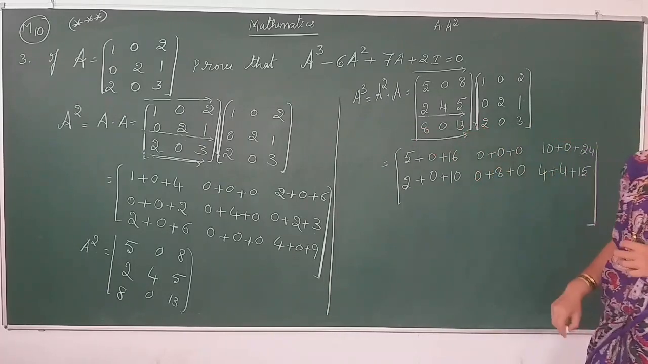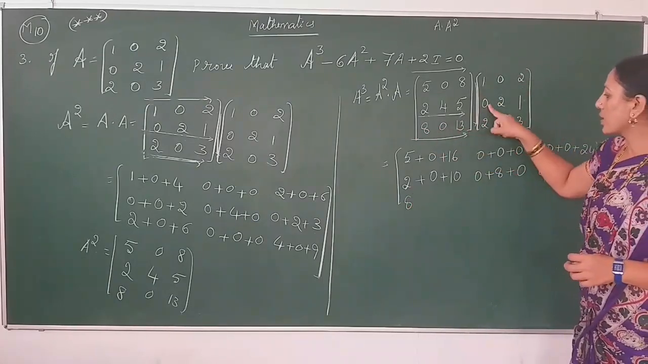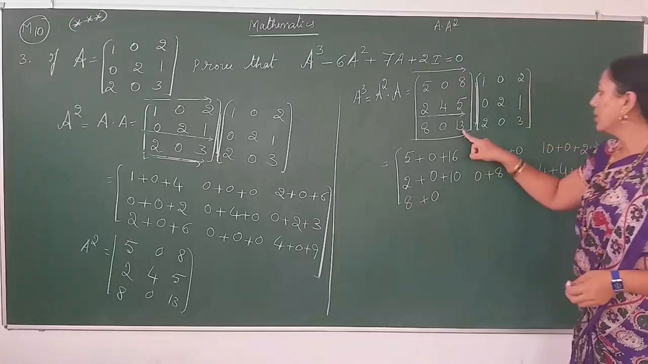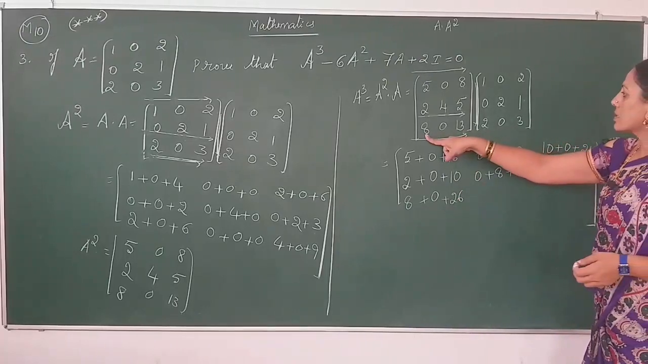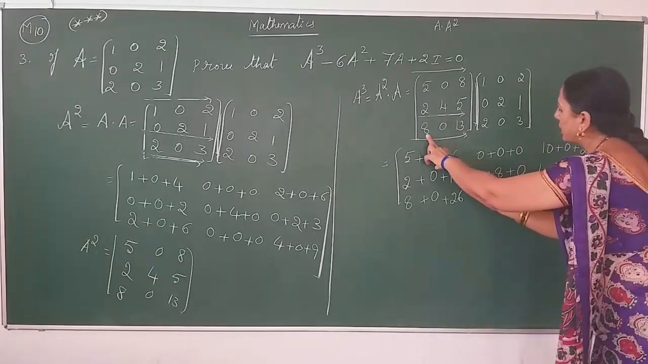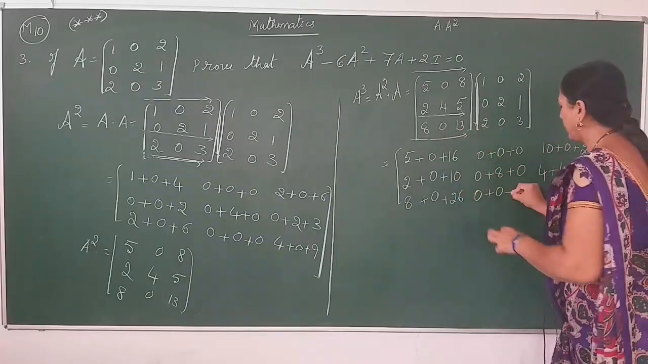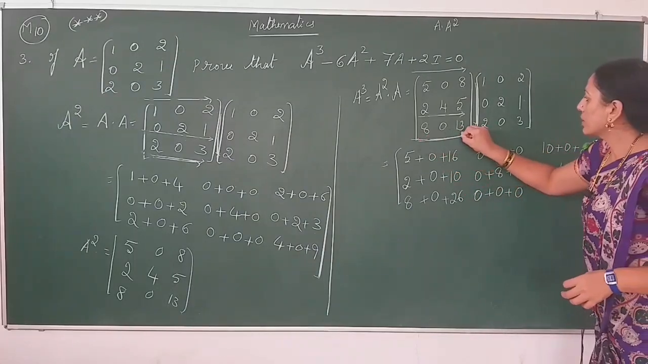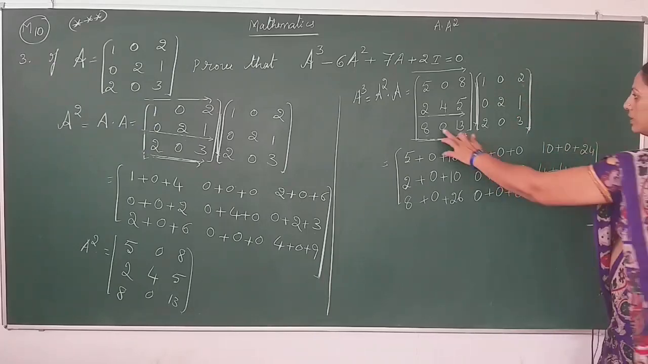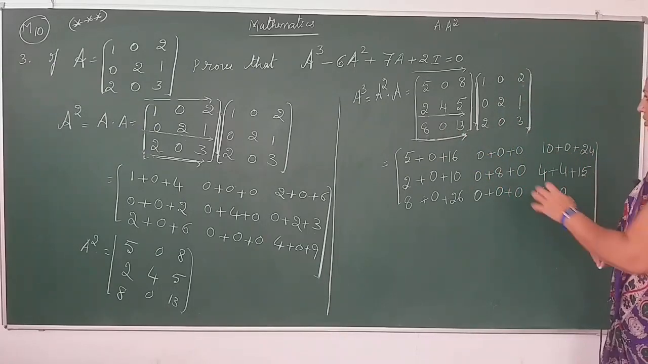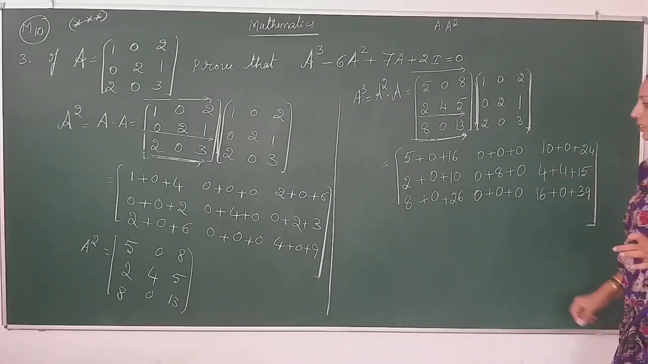Then we'll come to the third row. Third row, first column: 8 into 1 is 8, 0 into 0 is 0, 13 into 2 is 26. Third row, second column: 8 into 0 is 0, 0 into 2 is 0, 13 into 0 is 0. Then third row, third column: 8 into 2 is 16, 0 into 1 is 0, 13 into 3 is 39. So get adding.